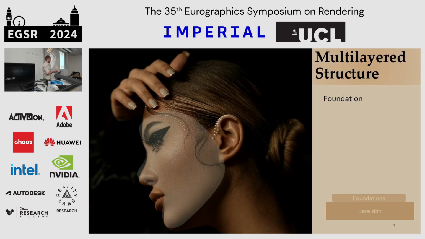So we start with a bare skin, and then we apply what is called a foundation layer, the goal of which is to create an even and structured layer over which it's possible to apply more layers on top of that. Then it's possible to apply a bronzer, which in this case is applied in the cheek area, and then finally a highlighter, which has the goal of increasing the reflectance.